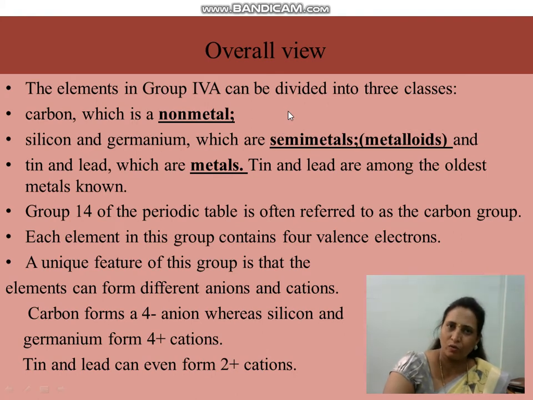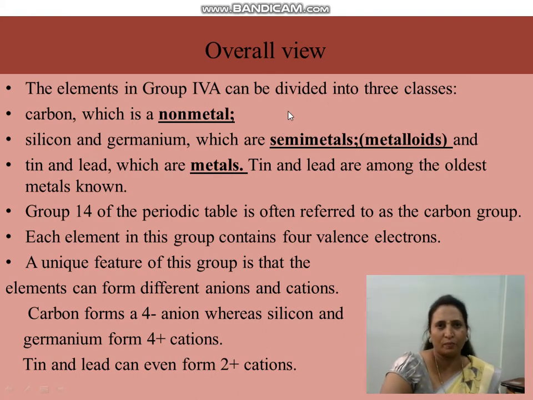Now if we see the overall view of these 4th group elements, what we observe, the elements in group 4th are divided into 3 classes. The first class is a non-metal, that is carbon. Silicon and germanium, which are acting as semi-metals, that is metalloids. And tin and lead, which are acting as metals. So these are divided into 3 classes, that is non-metals, metalloids and metals.